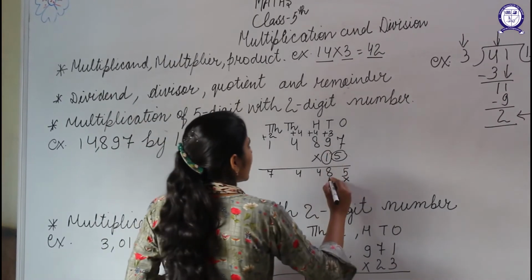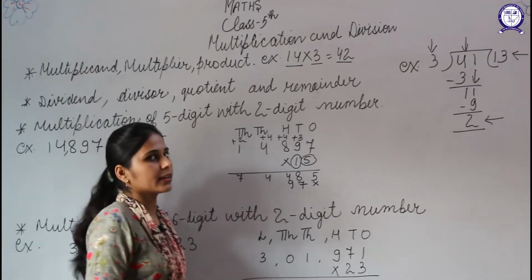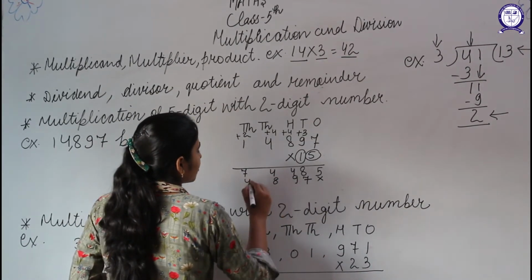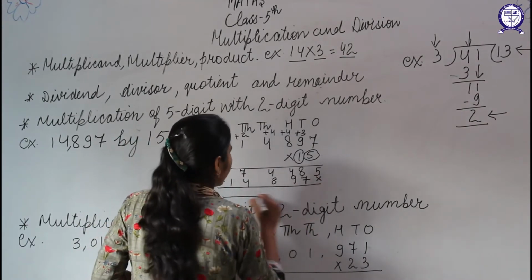Now 1 seven is 7, 1 nine is 9. As you all know, when we multiply any number by 1, the answer will be the same. So 1 eight is 8, 1 four is 4, 1 one is 1. Now you will add these two numbers.